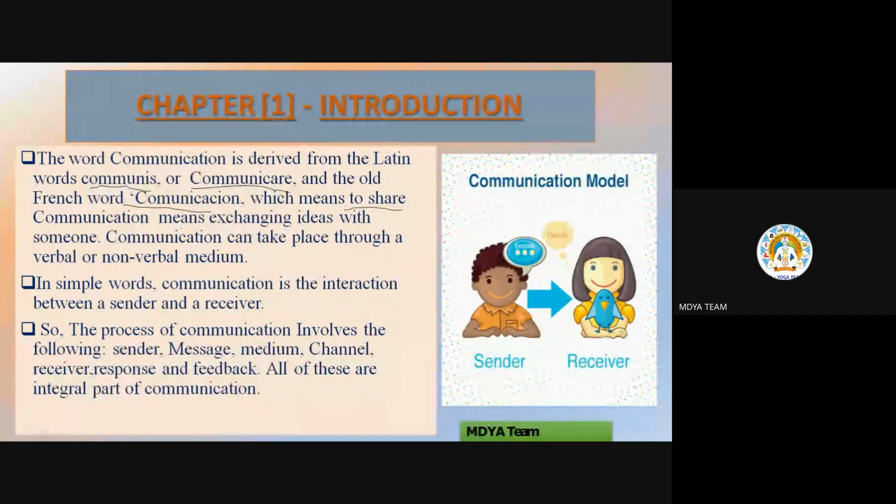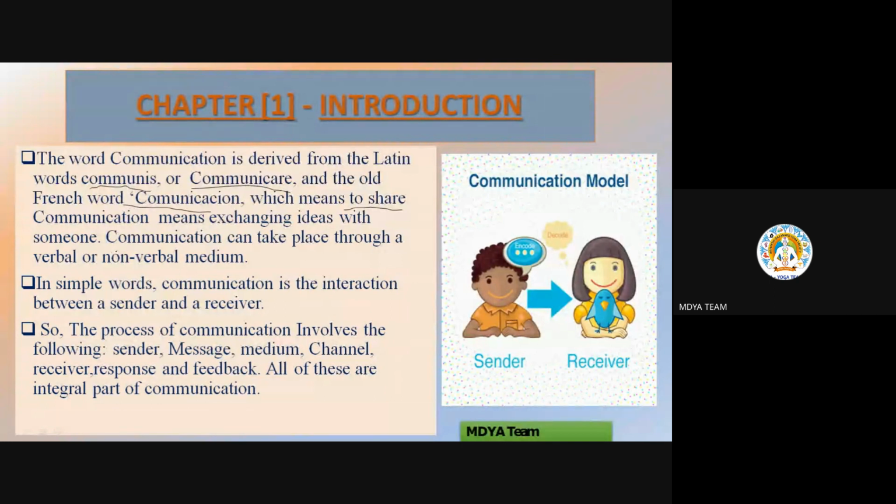Communication means exchanging ideas with someone. In simple words, as you also told, if we try to understand what communication is, we are just sharing whatever we have within us, our thoughts, feelings, emotions, ideas, with someone.